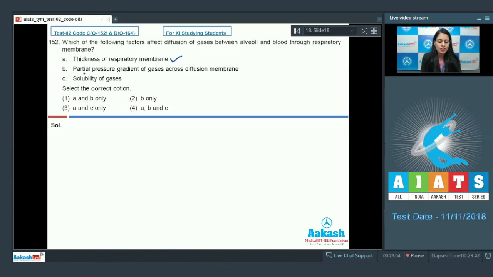The second option is partial pressure gradient of gases across diffusion membrane, and it will also affect the diffusion of gases. As the partial pressure gradient increases, the diffusion rate also increases. The last option given is solubility of gases, and it will also affect the diffusion of gases. As the solubility of gas increases, the more will be its diffusion rate. So the correct answer for this question is option number 4. That is, A, B, C given in the option are the factors which will affect the diffusion of gases between alveoli and blood through respiratory membrane or diffusion membrane. So the correct answer is option number 4. Let's proceed to the next question.